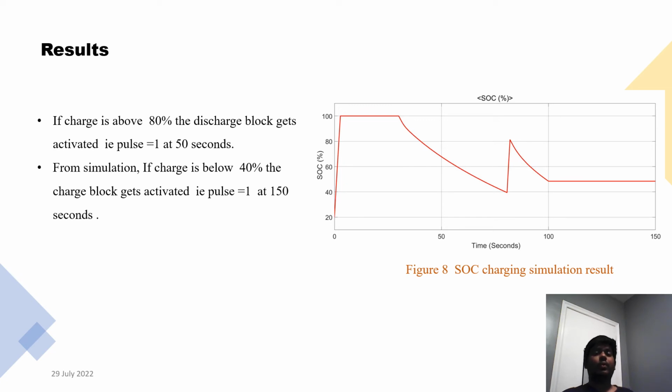We can do this for any value of the state of charge that is required. We just have to change the state flow diagram according to the values that are required with respect to the state of charge of the system.